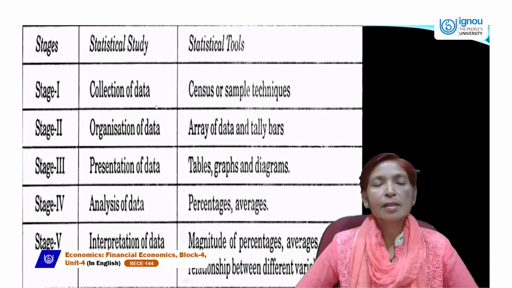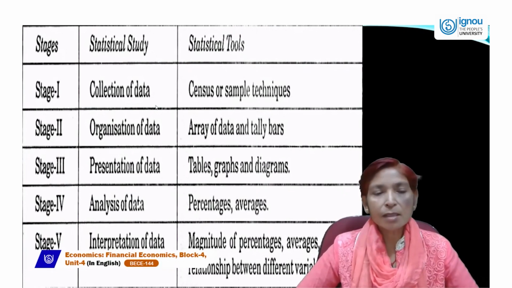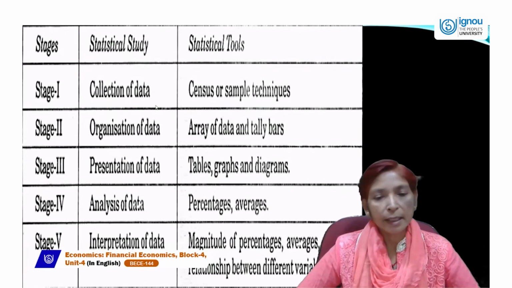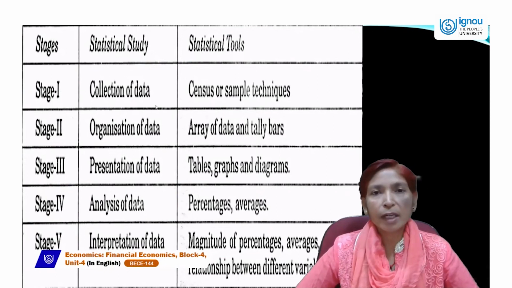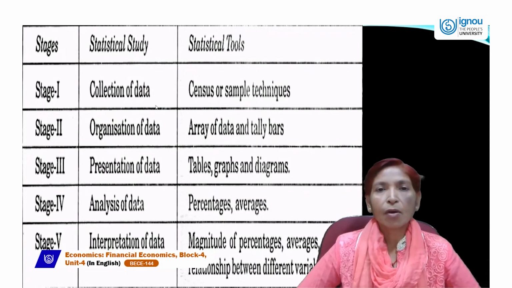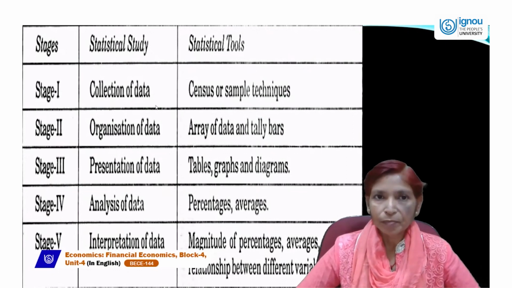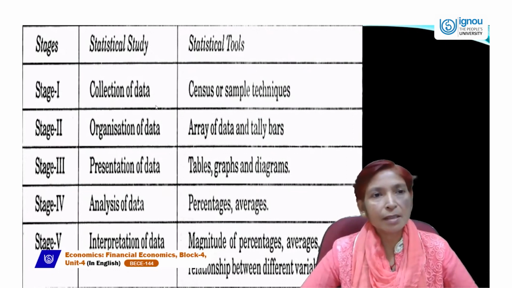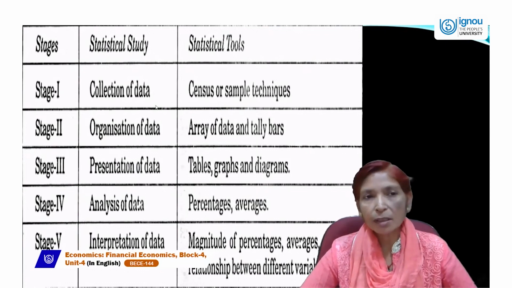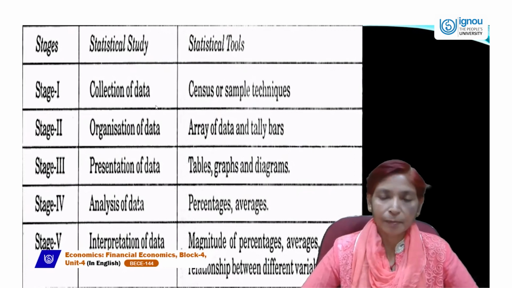After covering stages 1, 2, 3 and 4, in the fifth stage we can interpret the data. From the magnitude of percentages, averages, and the degree of relationship between different variables, we can draw conclusions and interpret them, and then the whole process will be covered. So these are the stages of statistics, the statistical study and statistical tools which we use.